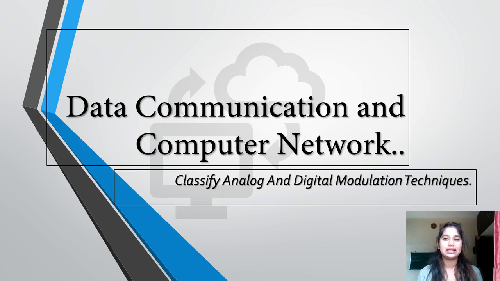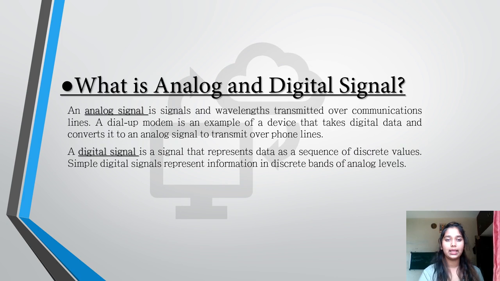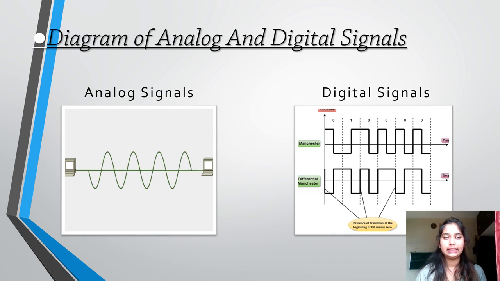Our topic name is Classify Analog and Digital Modulation Technique. First of all, let's see what is an analog signal and a digital signal. An analog signal is a continuous signal that changes over a time period, and a digital signal uses discrete values to represent the information. Let's see the diagram of analog and digital signals. An analog signal is represented as a sine wave and a digital signal is represented as a square wave.